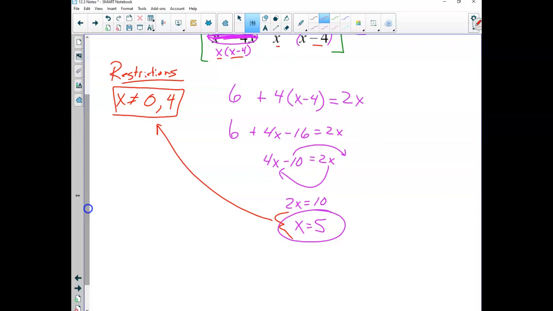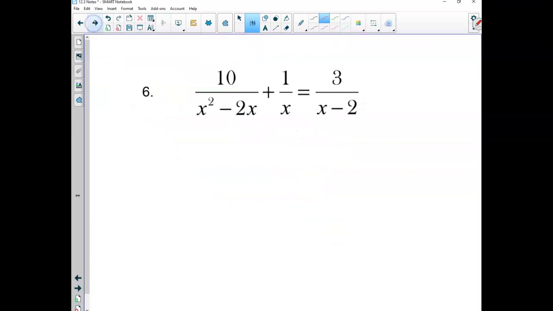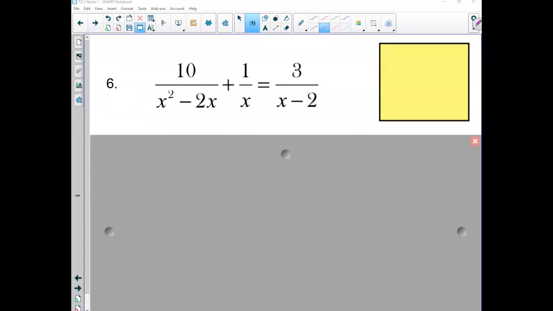All right, so what we're going to do here is move to the next one. I'm going to hit pause. I encourage you to try this one on your own, and I will be back. All right, so I'm back.